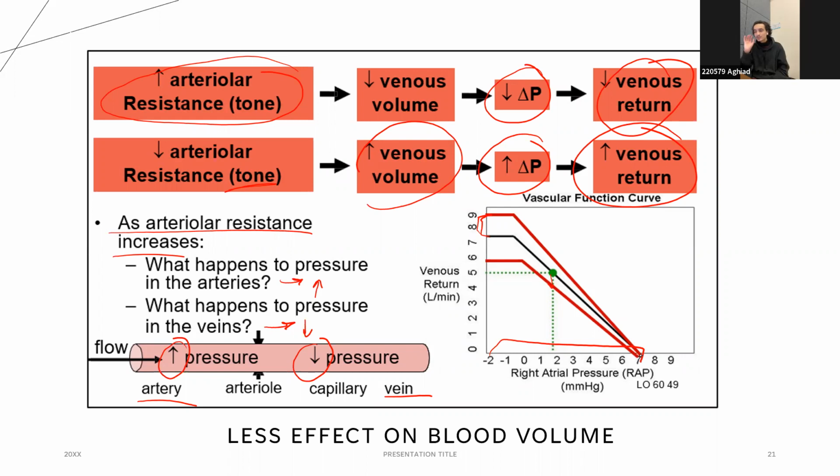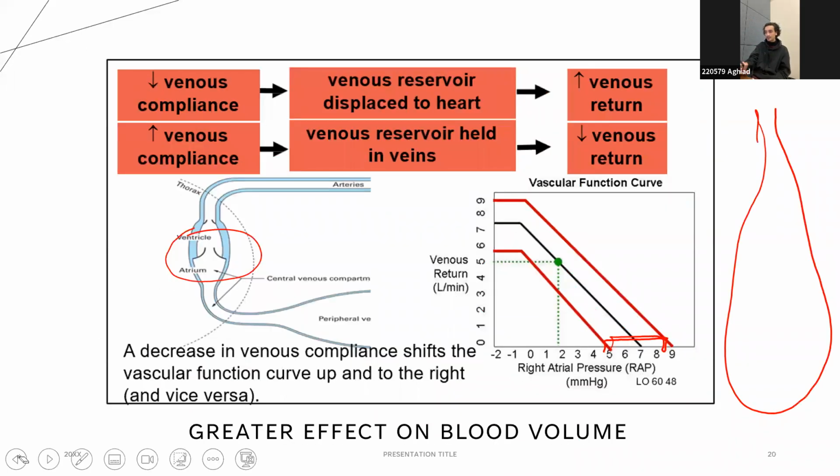You don't really need to get into the nitty-gritty. You just need to understand that anything that has to do with arteriolar resistance will shift the graph in such a manner. Clear? Up or down. There is no left and right, unlike here.